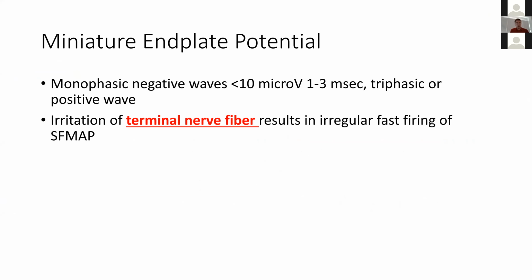During this evaluation of rest activity, miniature end plate potentials might occur in healthy and sick muscles. The miniature end plate potentials are not a clinical sign of any diagnosis of a severe polyneuropathy or myopathy. They are monophasic negative waves with an amplitude less than 10 microvolts and a short duration of only a few milliseconds. Their significance is an irritation of a terminal nerve fiber, resulting in irregular, fast firing of the single fiber motor action potential.